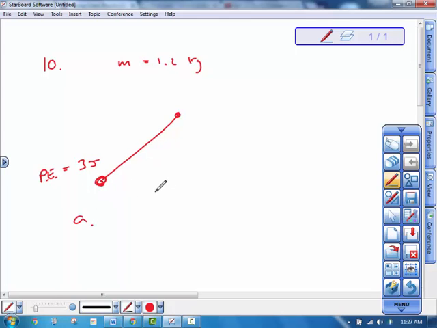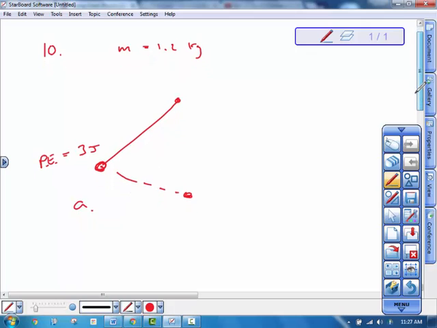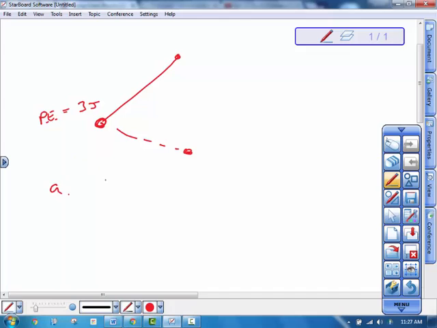Question A says, predict the speed of the bob as it passes through the lowest point. So down here, we're going to reach the lowest point. We can figure that out with conservation of energy. So we know that the energy before has to be equal to the energy afterwards. So this is energy. Before we have all potential, so we have 3 joules of potential energy. I'll just write potential equals kinetic here because before we have all potential, and then at this point we have all kinetic at the bottom.